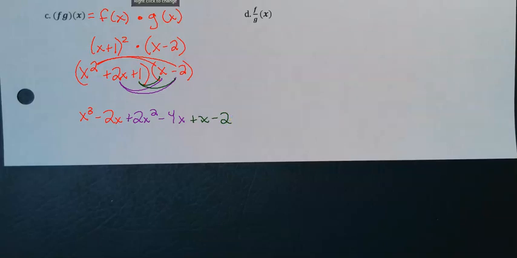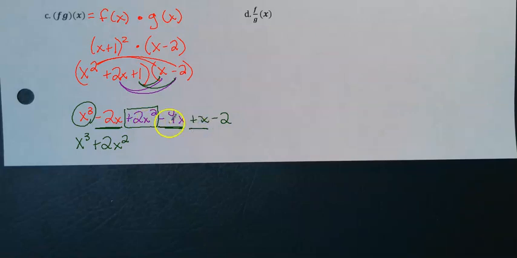Okay, so now I have an x cubed. Sorry, I thought I changed my color there, but I didn't. And I have a 2x squared. All right, and then I've got negative 2x minus 4x plus x. So negative 2x minus 4x is going to be negative 6x. Plus x is negative 5x. Oh, wait, did I skip something? Hold on. I made a mistake. Yes, I did. Ha! You all probably found it before I did.